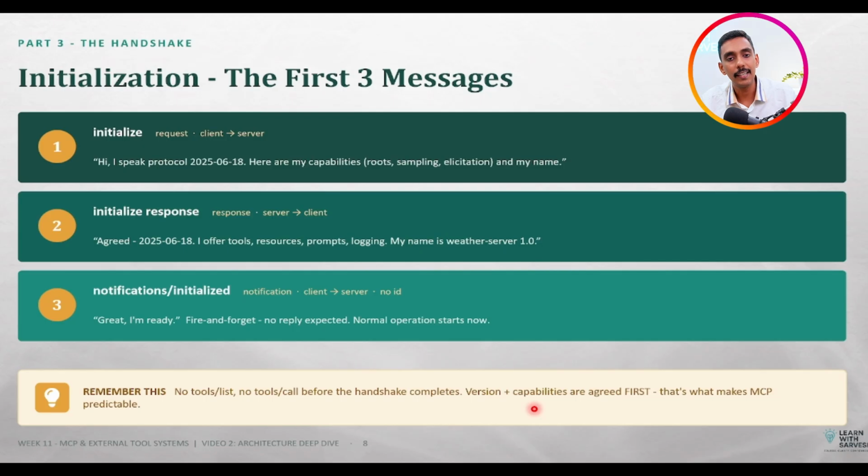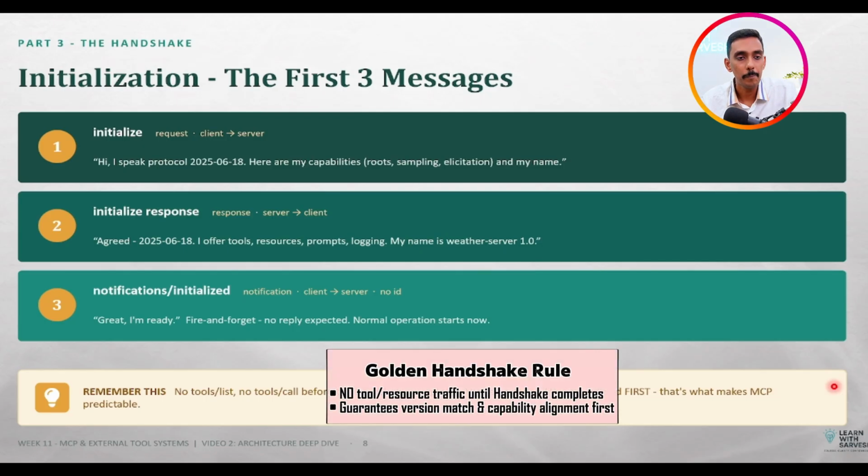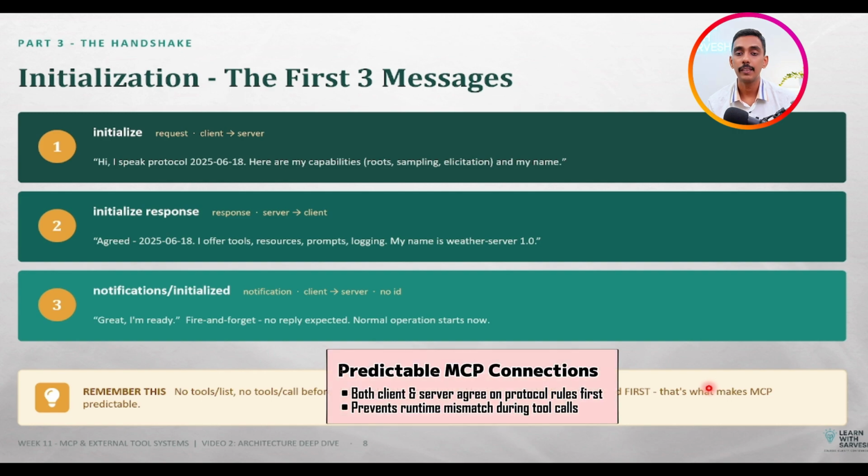Tools list and tools call, everything. There is no tool traffic before the handshake completes. Capabilities first and then work. Now that is why MCP connections are predictable. Both sides agree on the rules before playing the game.